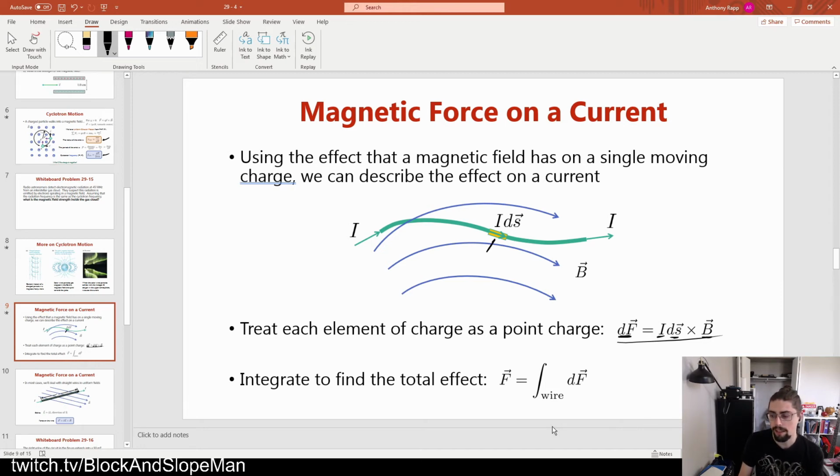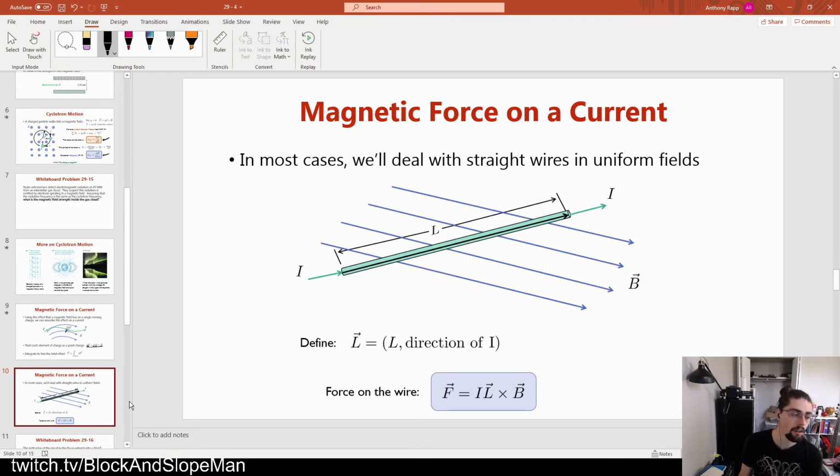So if the magnetic field goes in weird, non-consistent directions and the wire goes in weird, non-consistent directions, this would be a very difficult problem to solve. But most of the time, we're going to focus on things that are much easier. So in the case where we would have a straight wire inside of a uniform magnetic field, that integral would simplify to this easy thing right here.